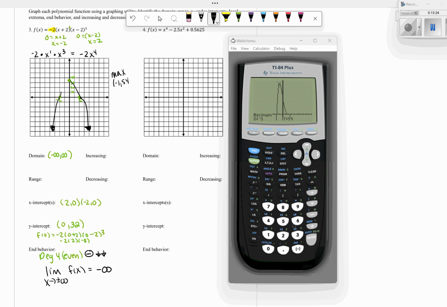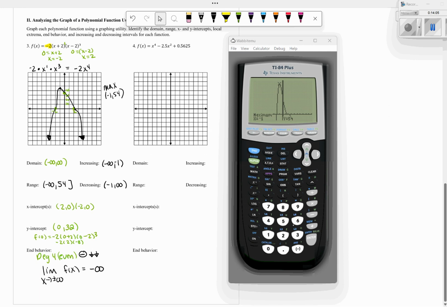So that's 40. So 50 would be up here. So our graph goes something like that. And the reason I wanted to find that is to help me find the increasing and decreasing intervals. So our range then, of course, the highest we're going is up to 54. So -infinity to 54 bracket, because that's a maximum. So we are increasing from -infinity to the x value of the maximum, which is -1. And then from -1 to infinity, our graph is decreasing.